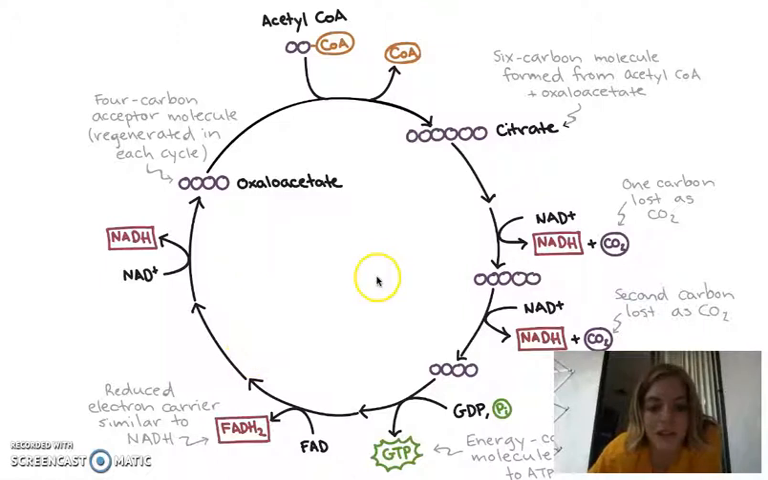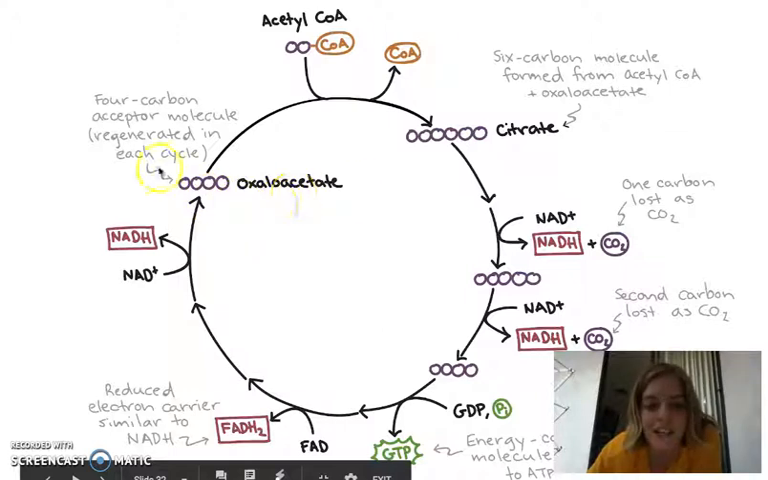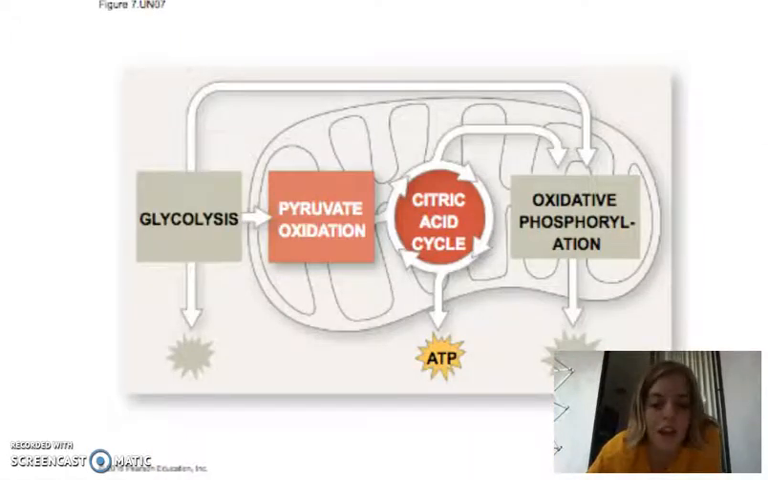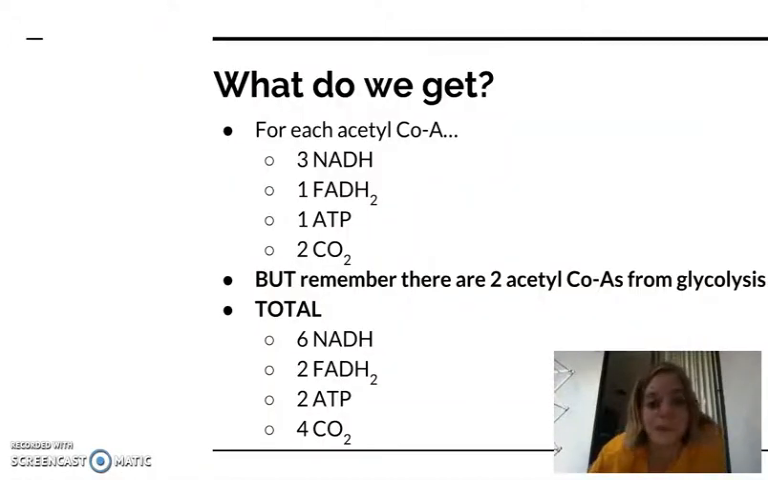Also, if you take a look at this photo again, remember, because we get back to the original oxaloacetate, this is what allows the cycle to continue. So another acetyl-CoA can come in and the cycle can progress. This is a picture just to remind you that the citric acid cycle is taking place inside the mitochondrial matrix. So glycolysis, remember, does not happen in the mitochondria, but as long as there's oxygen available, we can move our pyruvate into the mitochondria where it will undergo oxidation to become acetyl-CoA, and then that moves on to the citric acid cycle. So what do we get from this whole process?